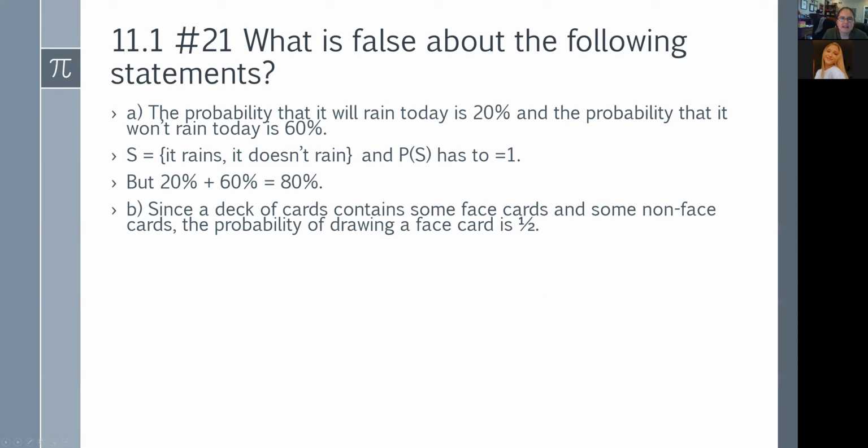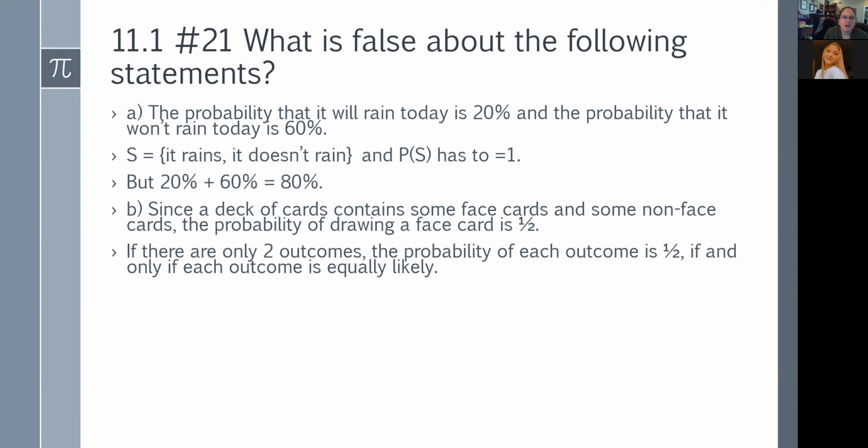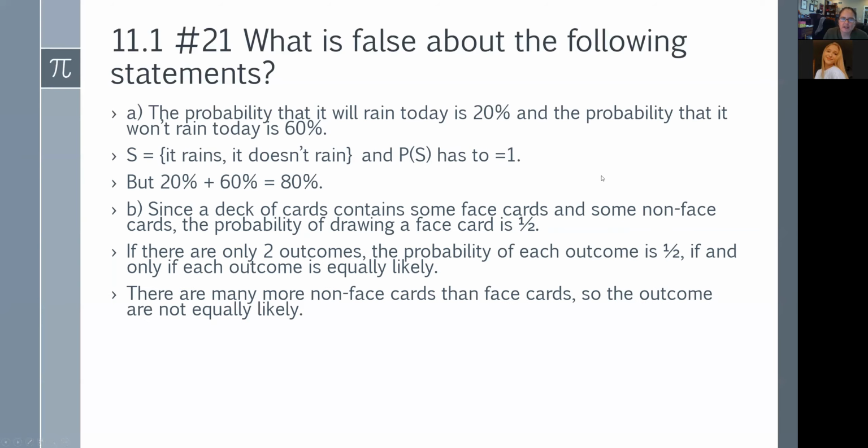Part B, since a deck of cards contains some face cards and some non-face cards, the probability of drawing a face card is 1/2. Well, if there are only 2 outcomes, the probability of each outcome is 1/2, but only if and only if those outcomes are equally likely, okay? And it's not equally likely that a card is a face card or non-face card. There are many more non-face cards than face cards. So those outcomes are not equally likely.